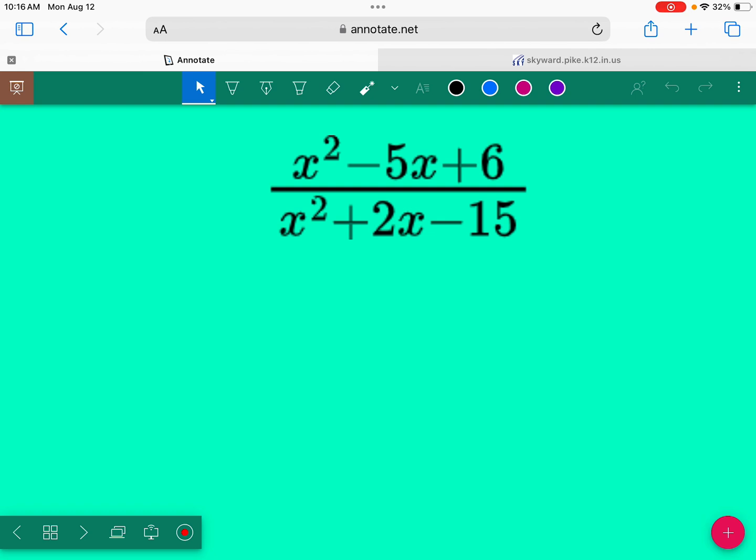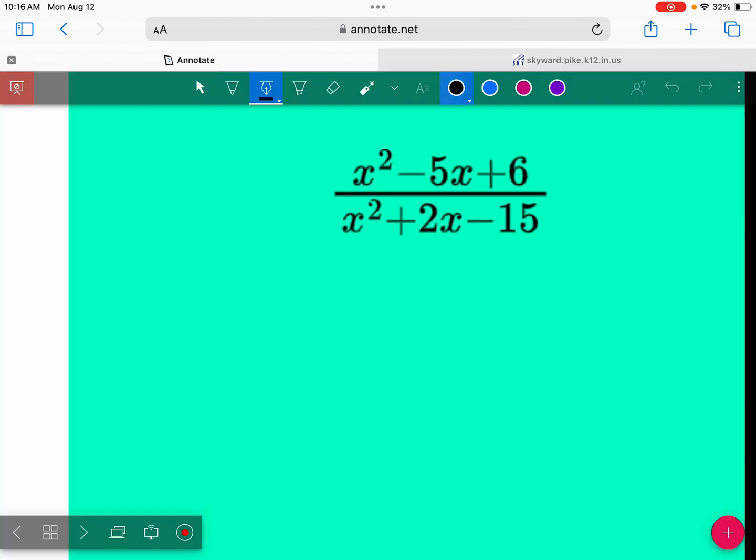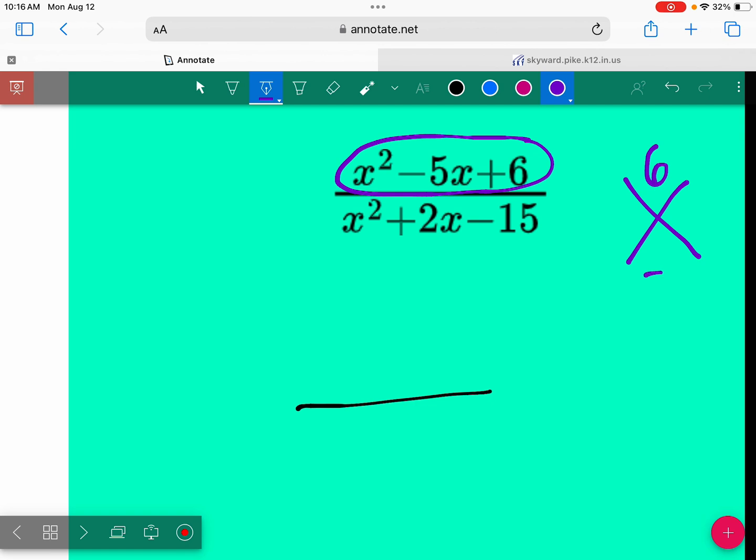We can only simplify when it's in factored form. So what we need to do is factor it. I'm going to take my numerator and do my x. A times c, 1 times 6, is 6. B is negative 5. What is a pair of numbers that multiplies to make 6 and adds to make negative 5? Negative 2 and negative 3.